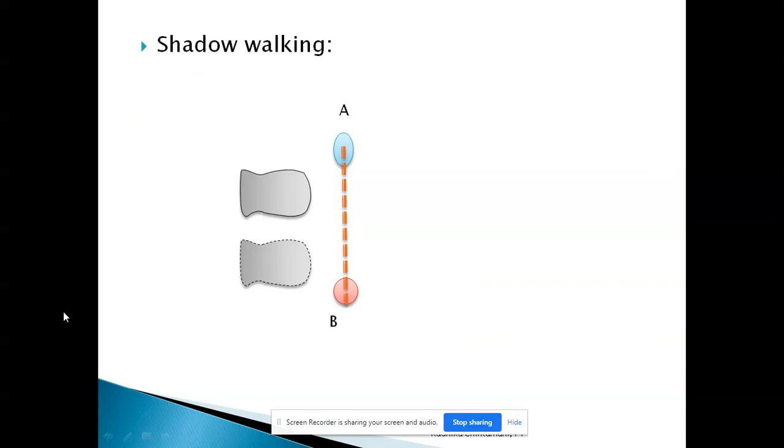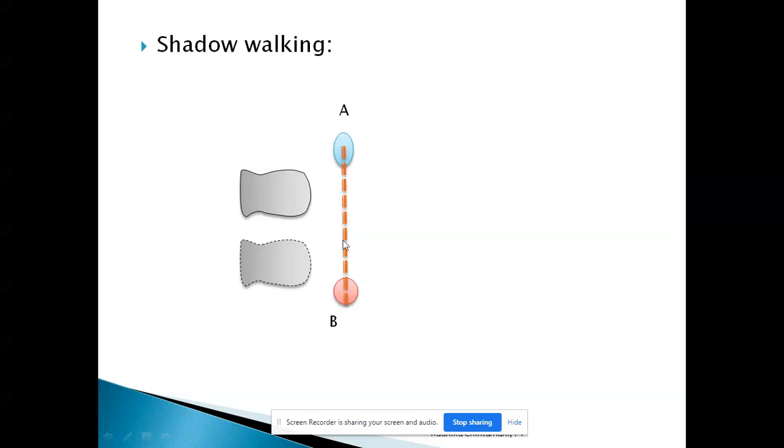Coming to shadow walking. Before jumping to partial weight bearing, you can do shadow walking. So what is shadow walking? Shadow walking is the preparation for a patient to move his affected leg along with the unaffected leg, so that the normal pattern of gait is achieved. But in this pattern there is no weight bearing on the affected leg. Let's look at the video demonstration.